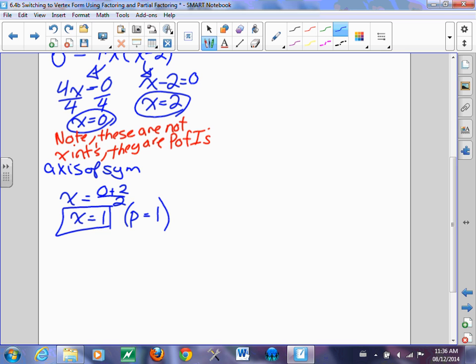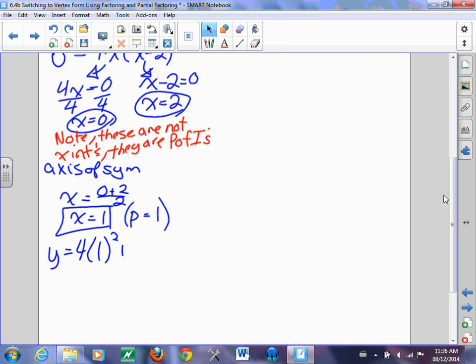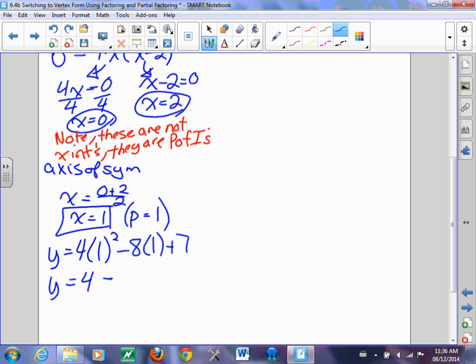Okay. Taking a look, we can sub that value into the equation so we can find the y part of the vertex. Sorry, so wherever we see an x, we're putting a 1. So we've got y equals 4 minus 8 plus 7. So y equals 3. So that tells us our q equals 3.